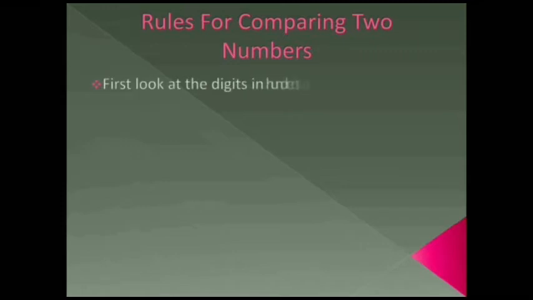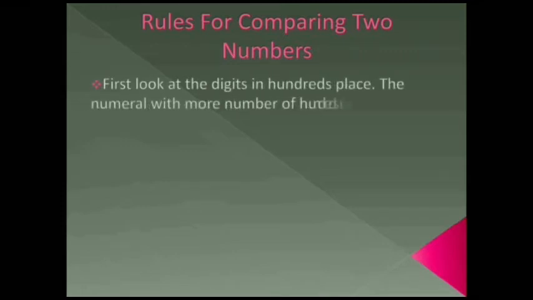First, look at the digits in hundreds place. The numeral with more number of hundreds is greater. Let us see some examples. Now we should consider the numbers in hundreds place. Here we have 1 and 5 in hundreds place. 5 is greater than 1. Hence 500 is greater than 100.